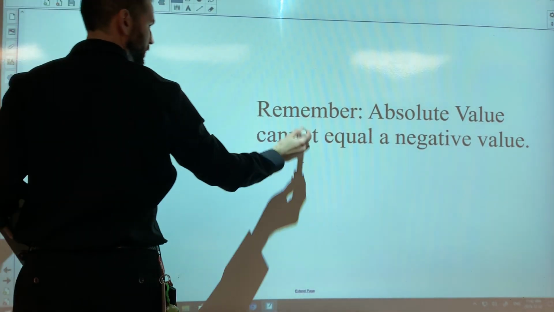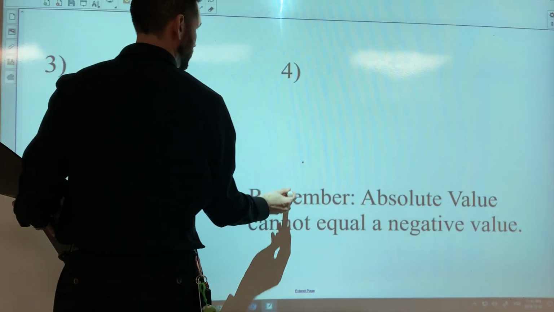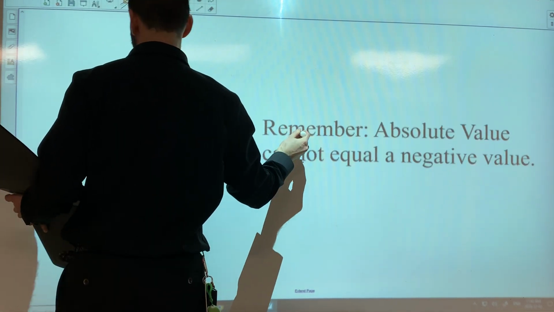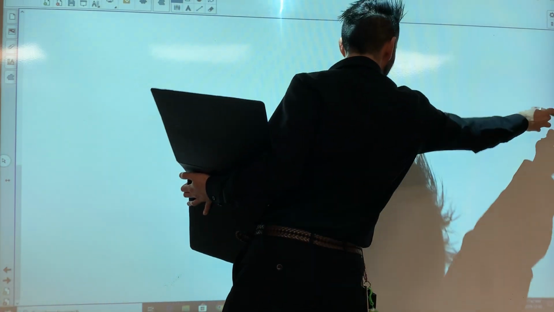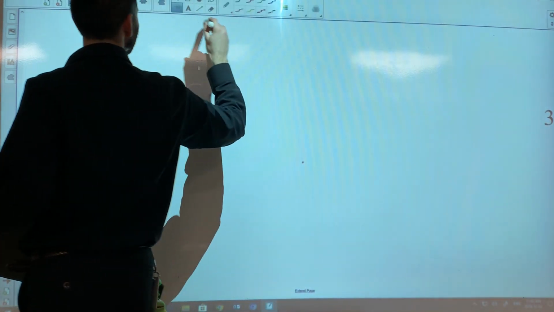Giving you a little warning here. Absolute values can't equal a negative value, so that's for number 4. I'm dragging the whole thing with me. Oh gosh, it's gonna get rid of it. There. Okay.